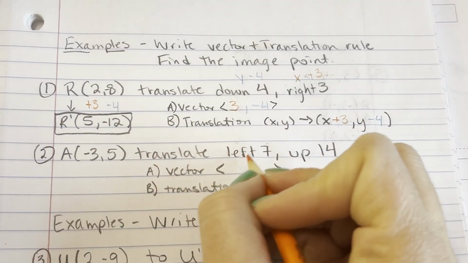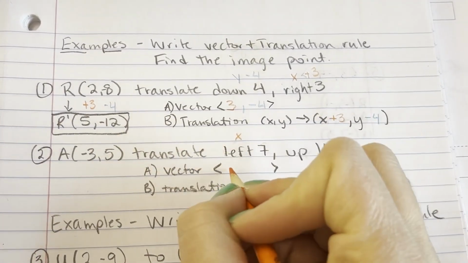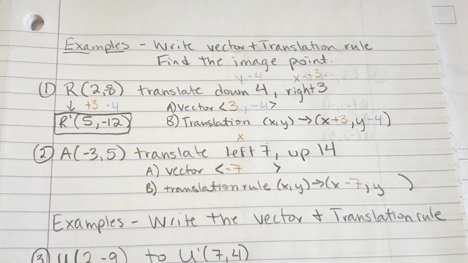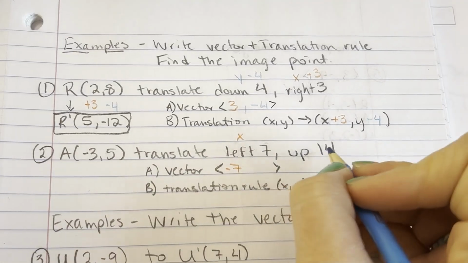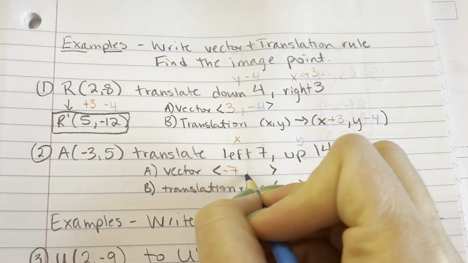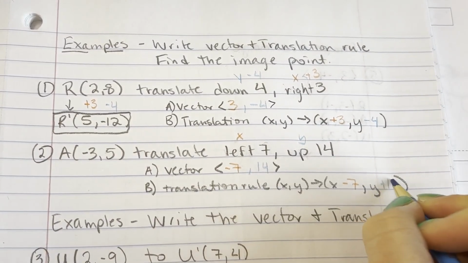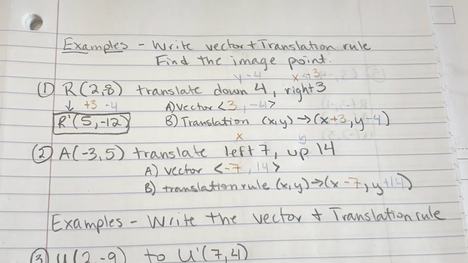All right, left 7 is a negative x thing, so I got negative 7. I'm going to subtract 7 in my translation rule. Up 14 is a y thing, and it's a positive y thing, so that means I'm going to have 14 in my vector rule and adding 14 to my y in my translation rule.